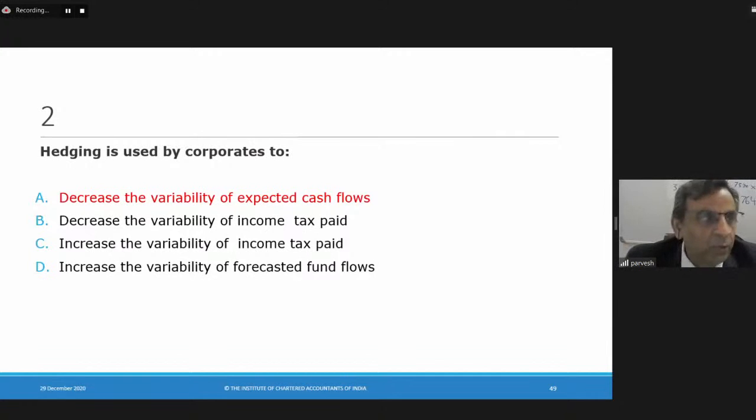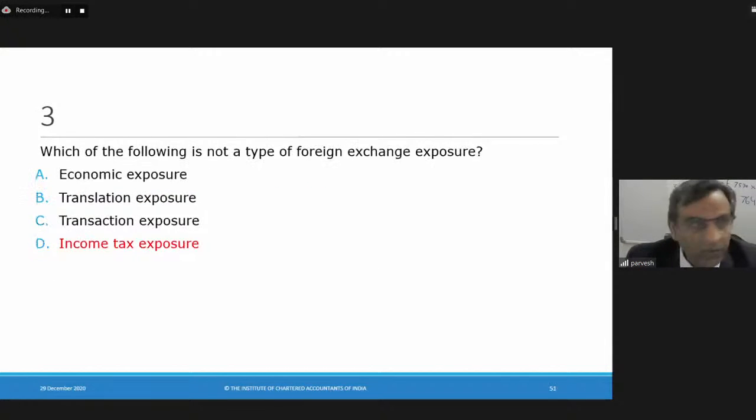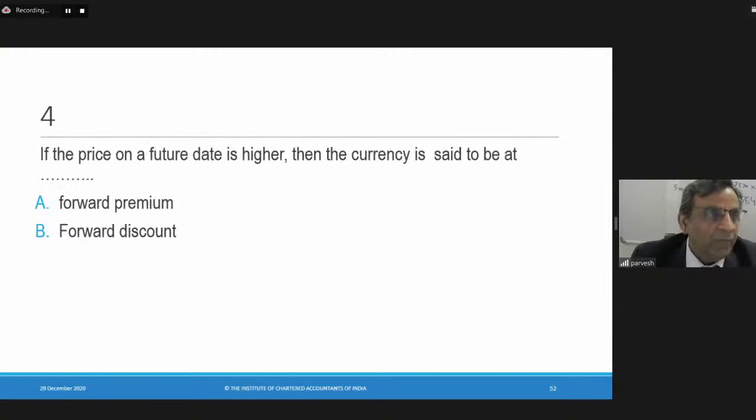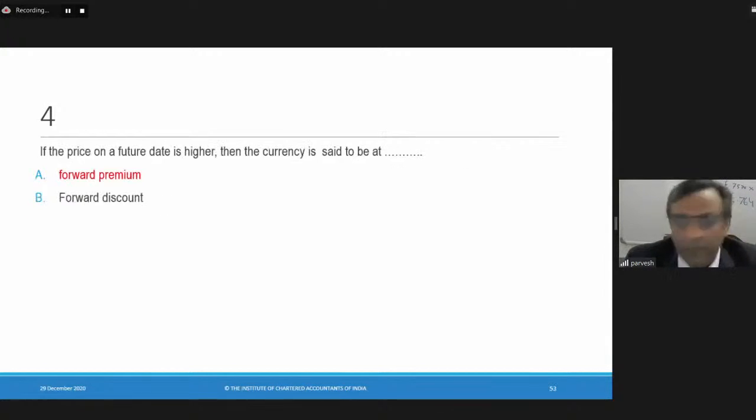Now we come to the third one, which we haven't done. If the price on a future date is higher, then the currency is said to be at forward premium or forward discount. Yes, you are right, Manoj, Ambika. If the price on the future date is higher, then the currency is at forward premium. So the answer is A.